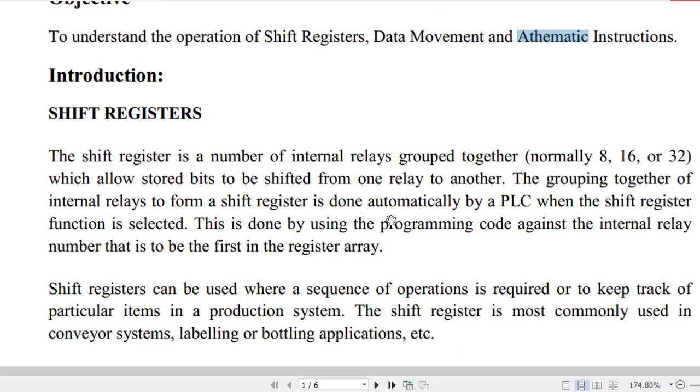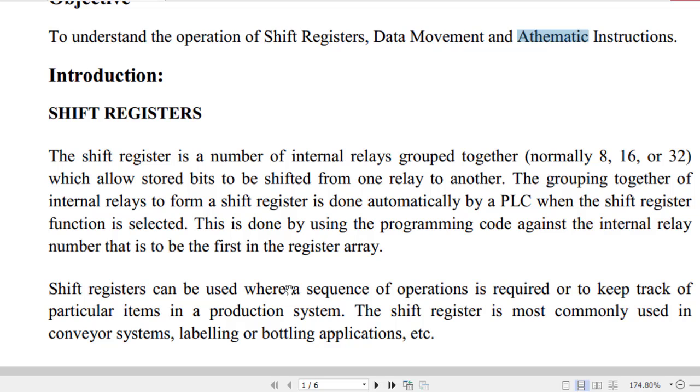The shift register is a number of internal relays grouped together, normally 8, 16 or 32, which allows stored bits to be shifted from one relay to another. The grouping together of internal relays to form a shift register is done automatically by a PLC when the shift register function is selected. This is done by using the programming code against the internal relay number that is to be the first in the register array. So you don't need to be worried about it. I'll be showing an example of this to you guys.